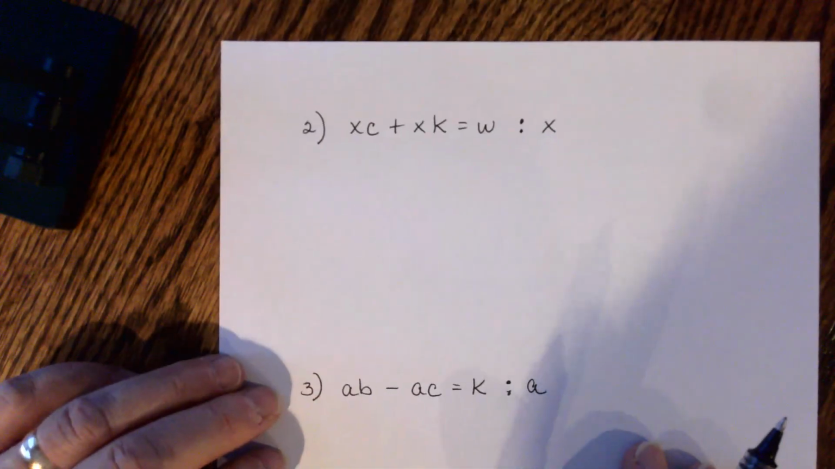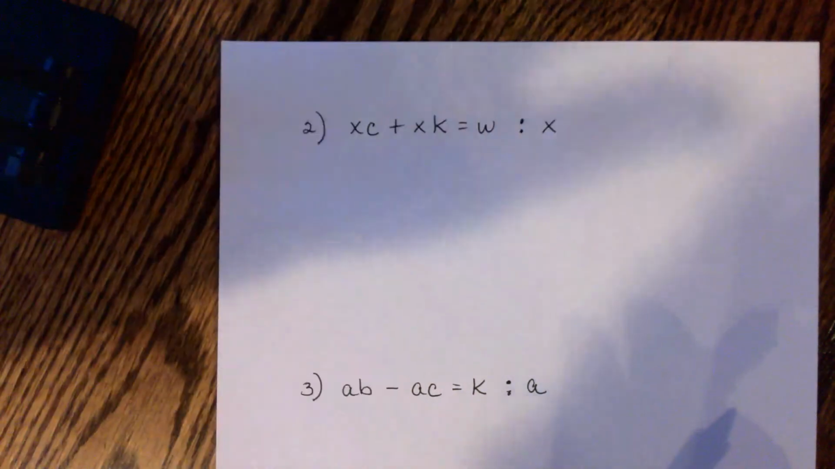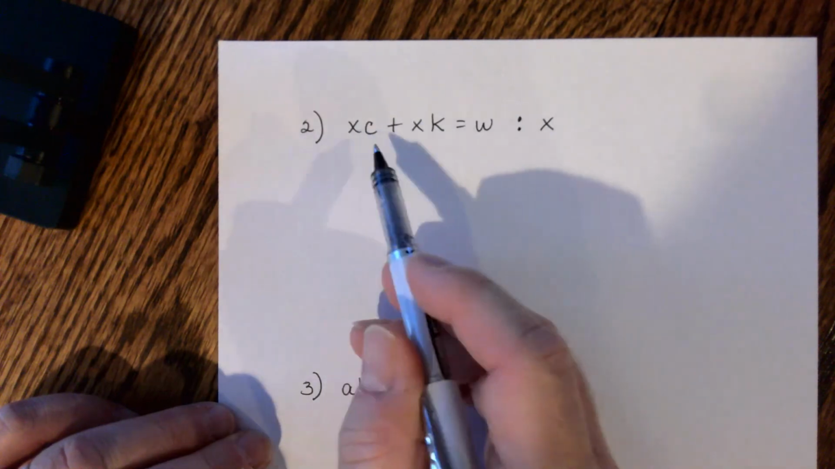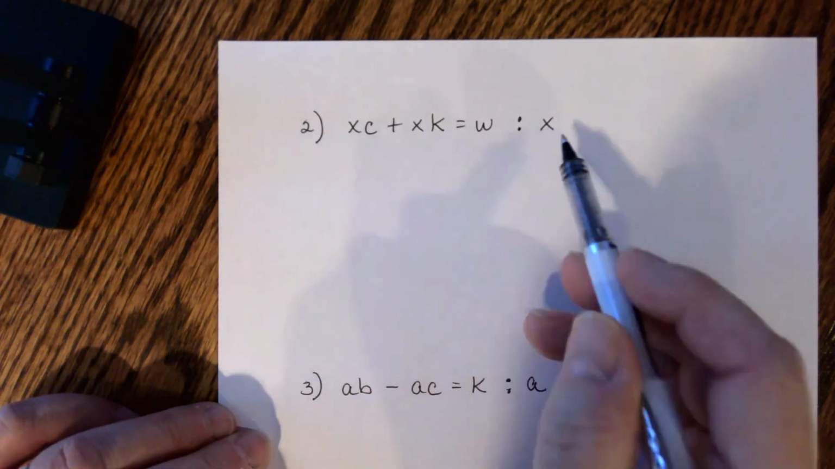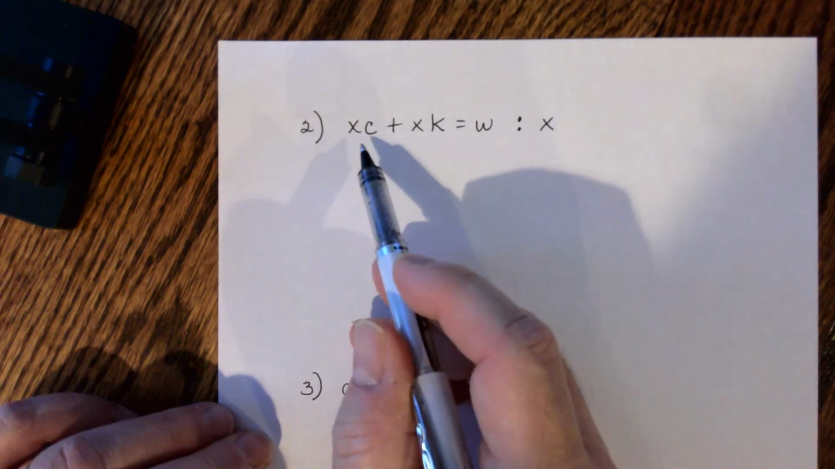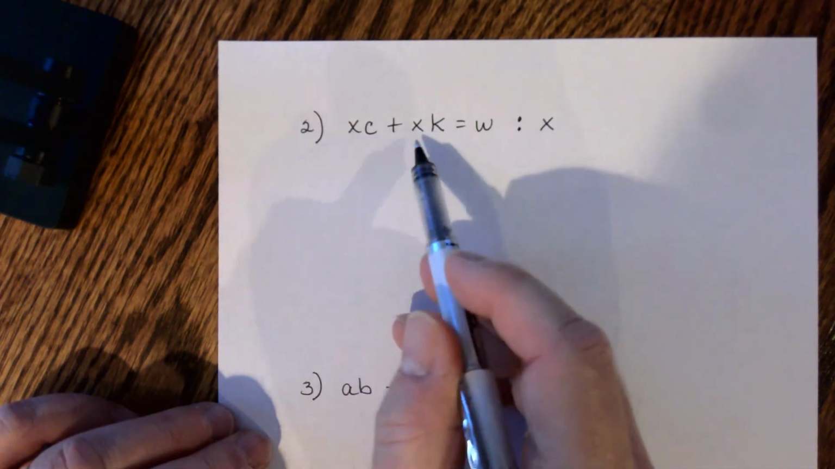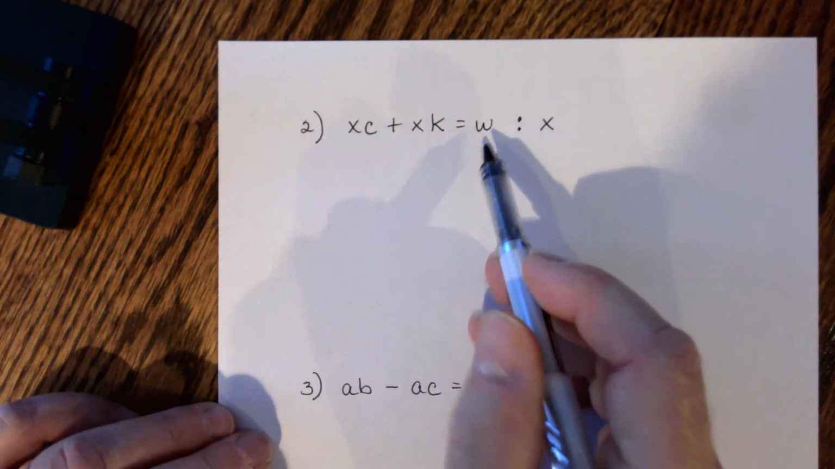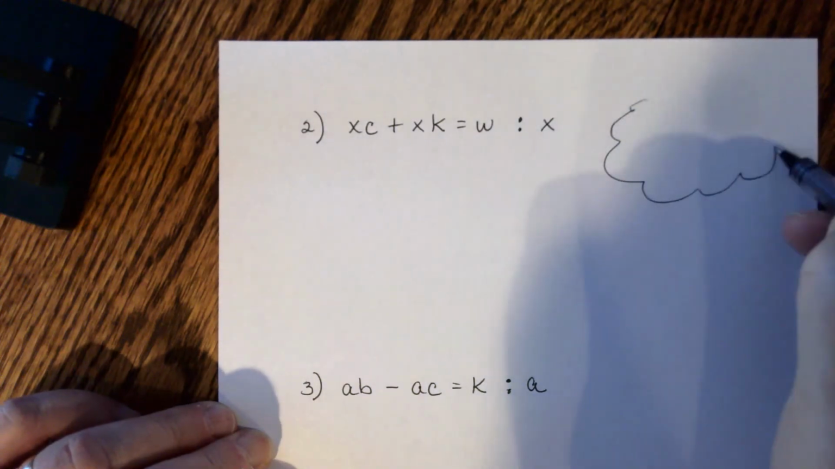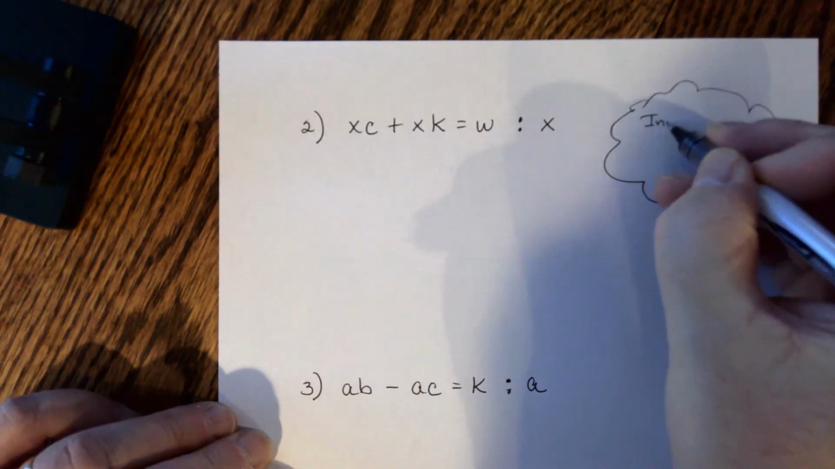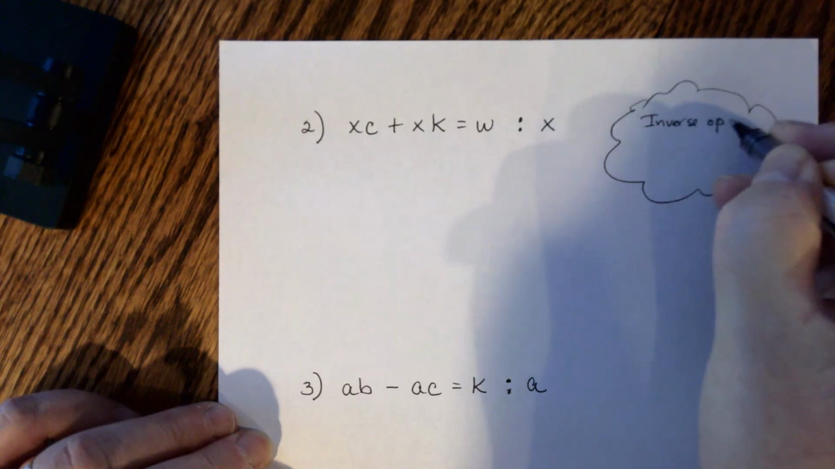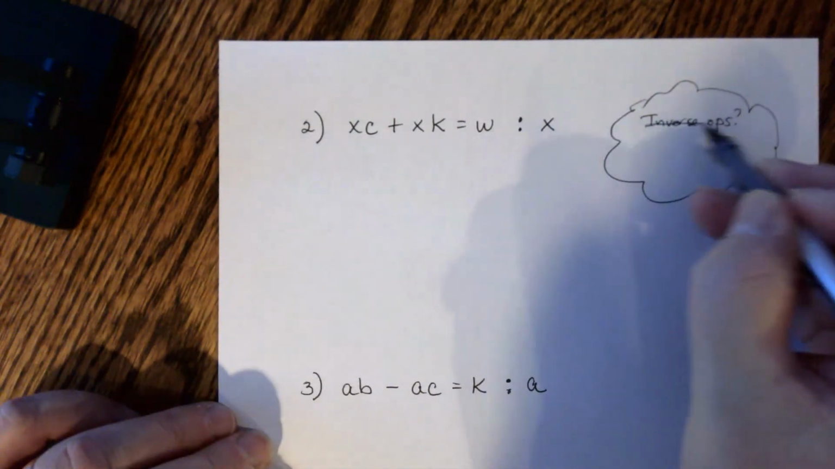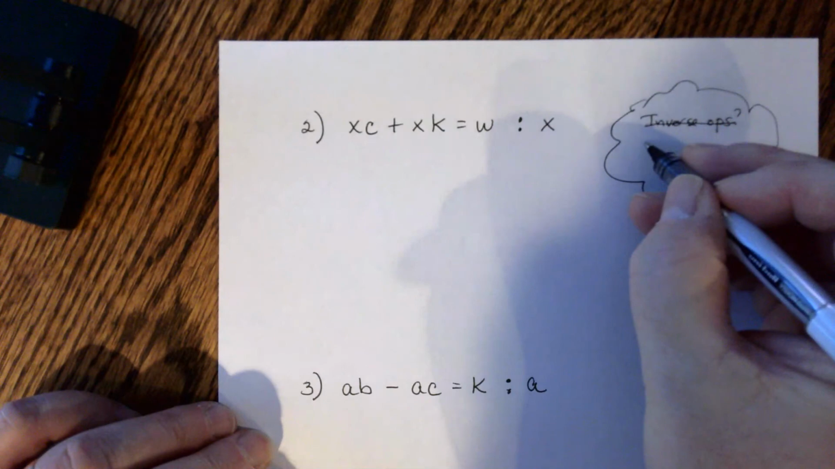Now there are also situations where you have to use a little bit more advanced thinking. For example, take a look at this problem. xc plus xk equals w, and we want to solve it for x. As you can see, I don't think it would take much imagination. If I was to subtract xk, I'm going to have a dilemma here with this w. So what I want to do, and this is me thinking over here, inverse operations. Well, they're not really going to help me too much in this case.